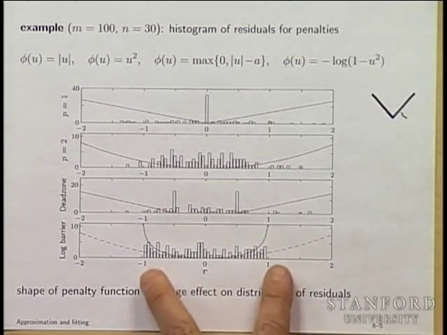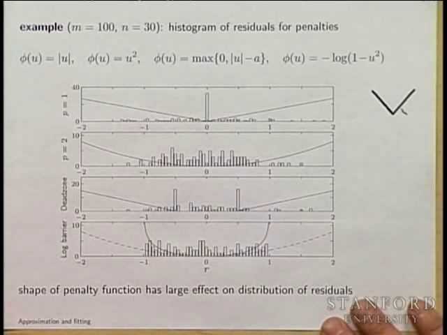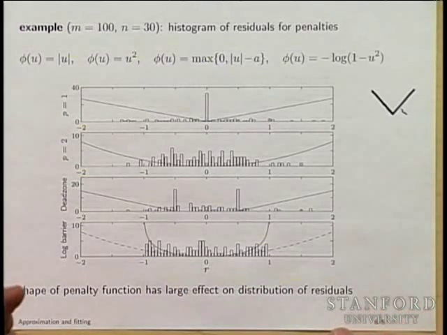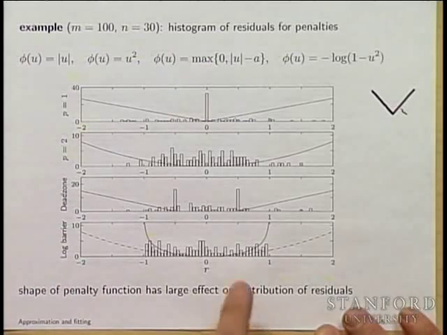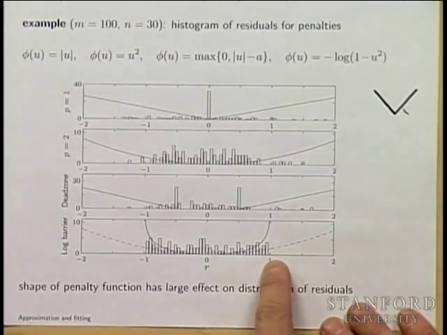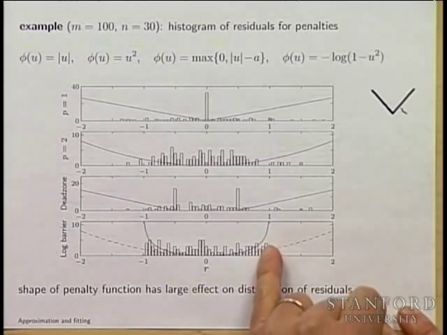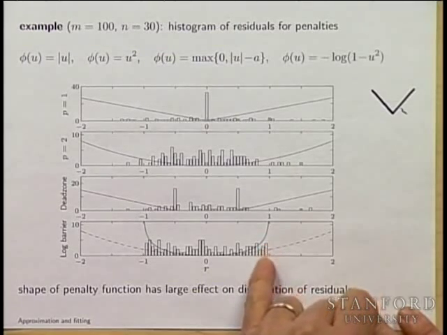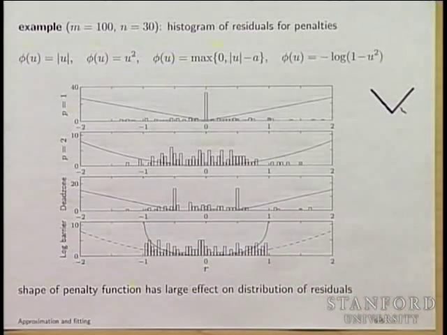Okay, here's the log barrier. The domain of the log barrier is plus minus 1. So obviously, all residuals have to be between plus and minus 1 strictly. And you can see that's done. Now, they go almost up to 1. The reason out here, these residuals are very irritating, is that they're there only because they sort of have to be there.